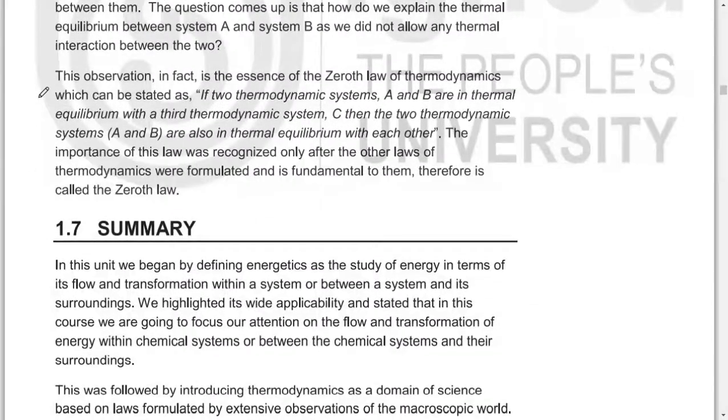The observation, in fact, is the essence of the zeroth law of thermodynamics, which can be stated as: if two thermodynamic systems A and B are in thermal equilibrium with a third thermodynamic system C, then the two thermodynamic systems A and B are also in thermal equilibrium with each other. The importance of this law was recognized only after the other laws of thermodynamics were formulated and is fundamental to them. Therefore, it is called the zeroth law.